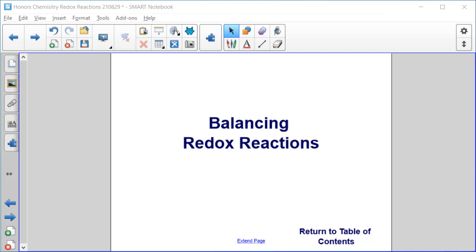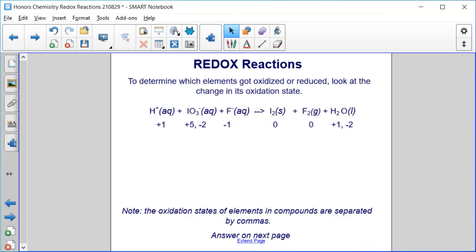In this section, we're going to start discussing how to balance redox reactions. To determine which element is oxidized or which is reduced, we look at the change in an element's oxidation state. So in the previous section, we got comfortable with assigning oxidation states. Now we're going to look at how those oxidation states change. So I've assigned oxidation states for each element here.